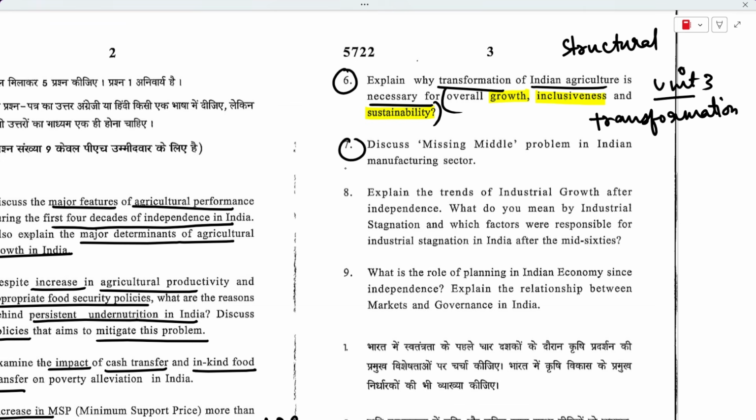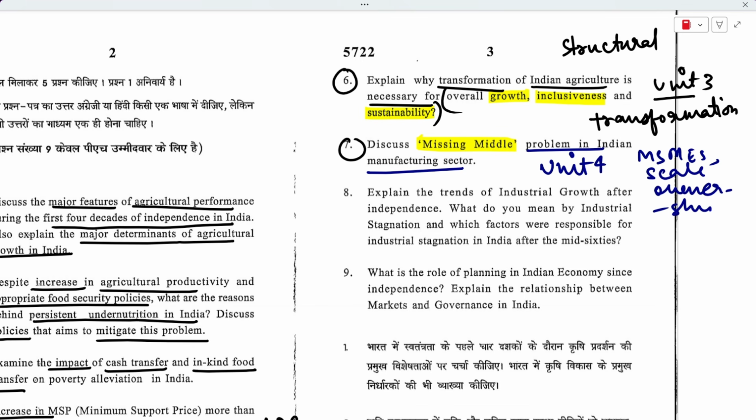Then come to question number 7. Question number 7, like I told you, missing middle problem is very important, and we'll discuss it in detail. So question number 7 wants you to discuss the missing middle problem in Indian manufacturing sector. Okay, so this question is from unit 4. It wants you to talk about MSMEs and the scale of the industries and ownership, mostly ownership in Indian industries.